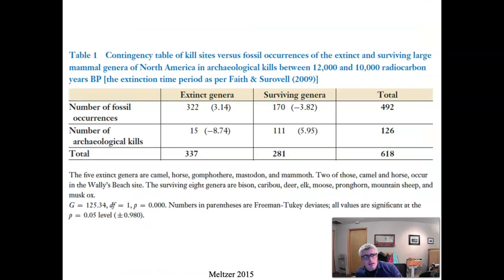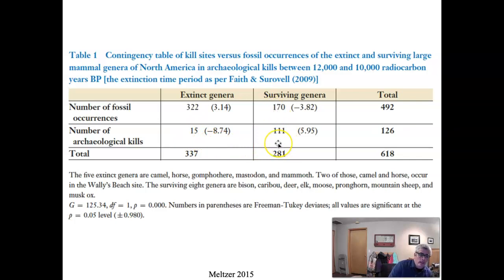And then this is that same sort of data, but in a table. So this is the number of fossil occurrences and the number of archaeological kills. These are extinct genera, surviving genera, and the total. Here the number of fossil occurrences for extinct genera is 312, surviving 170. Archaeological kills: 15 extinct genera, and 111 surviving.